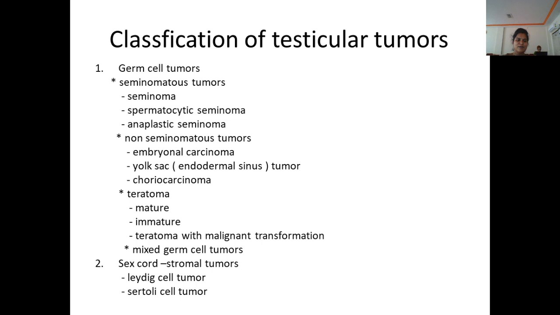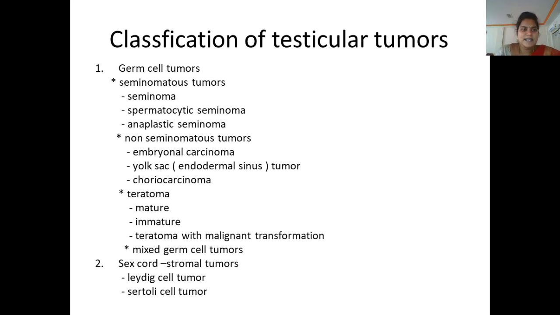Teratomas are mature, immature, and teratoma with malignant transformation, and mixed germ cell tumors. Mixed germ cell tumors means these three will be mixed: seminomatous, non-seminomatous, and then teratoma.